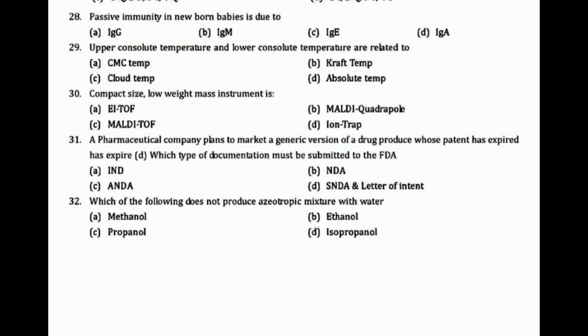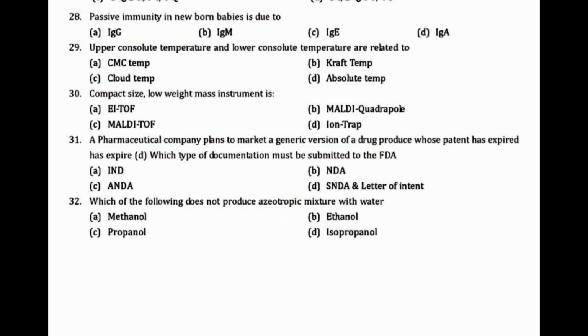Question number 30. Compact size low mass weight instrument is option A, ESI-TOF, B, MALDI quadrupole, C, MALDI TOF, D, ion trap. What is the correct answer for question number 30? The correct answer is B, MALDI quadrupole. Actually, it is a mass spectroscopy which combines a MALDI ion source with a tandem quadrupole time of flight analyzer. So option B is the correct answer.